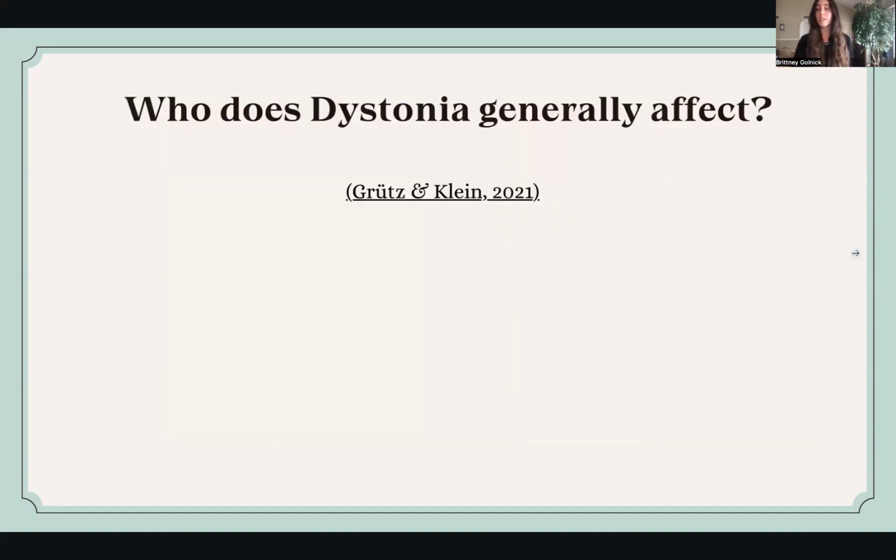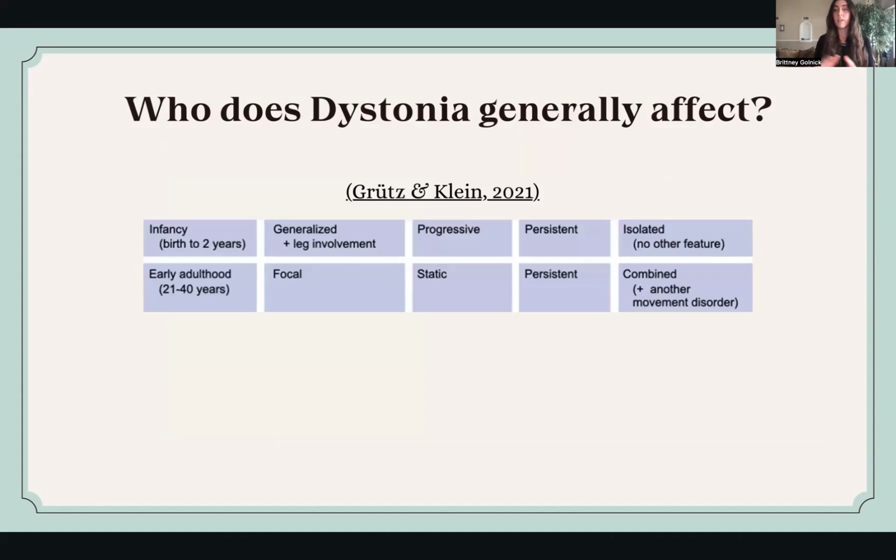Moving into who dystonia generally affects, this is part of the figure that I showed you earlier. You can see there are two specific time points when people are generally affected by dystonia. You have infancy, which is birth to 2 years old. Mostly that shows as generalized, progressive, and isolated, meaning that it is the full body, it is progressive in nature, and it is usually the only disorder that they have when they're born with it, which is very different from early adulthood, from about 21 to 40.